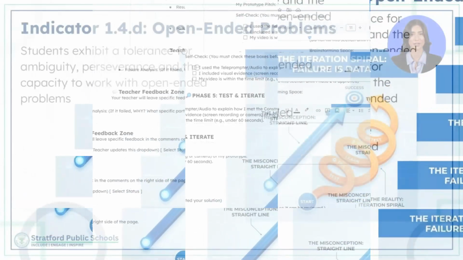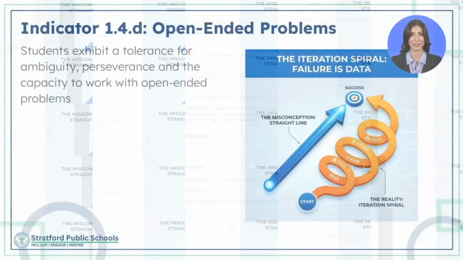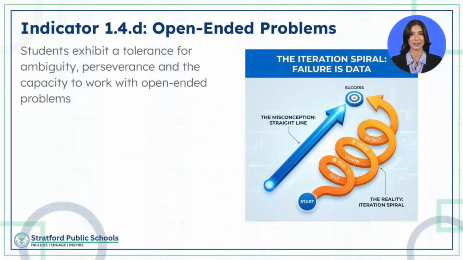Finally, we reach the hardest skill to teach. 1.4.D. Tolerance for ambiguity. Design rarely works the first time. Students need to learn that a failed test is actually a successful data point. We need to assess their iteration, not just their final product. To do this, we need a feedback loop that encourages refinement.